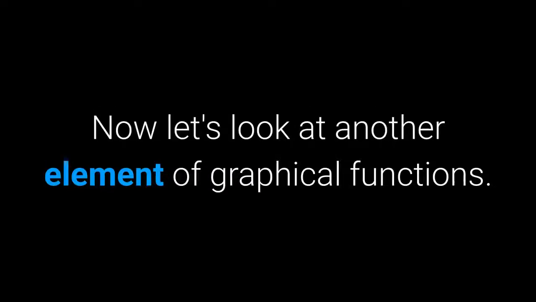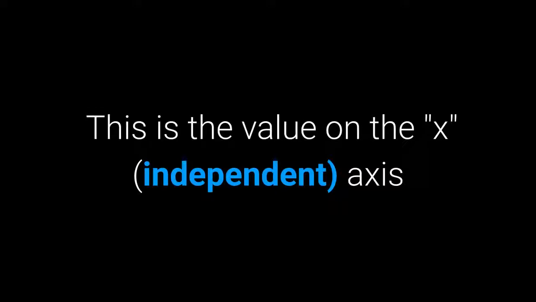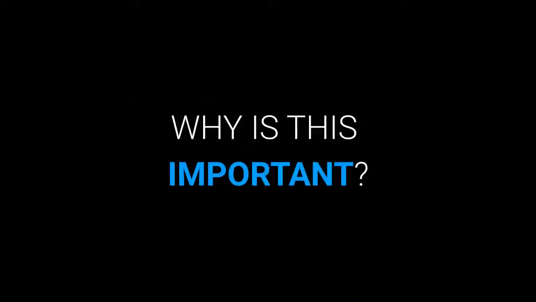Now let's look at another element of graphical functions. It's called the asymptote. This is the value on the x independent axis which the function cannot mathematically exceed. See PDF below. Why is this important?